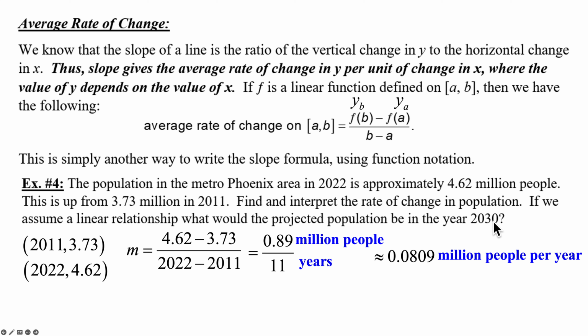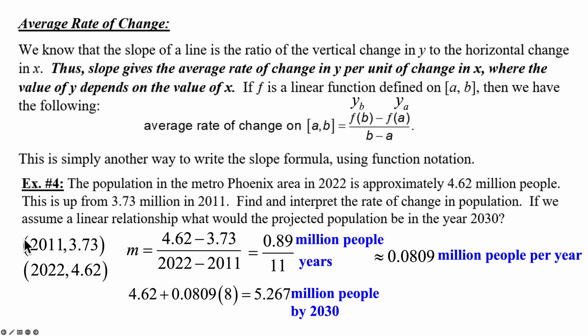Now, if you want to find the population in 2030, there are two ways to do it. You can start from the most recent year, 2022. 2022 to 2030 is 8 years, so 8 has to be multiplied by my unit rate right here, and then added to that previous population. I get 5.267 million people by 2030. If you want to use the very first year, then 2030 is 19 years after 2011, so 19 times again your unit rate, and then add it to 3.73. You still get the same answer.